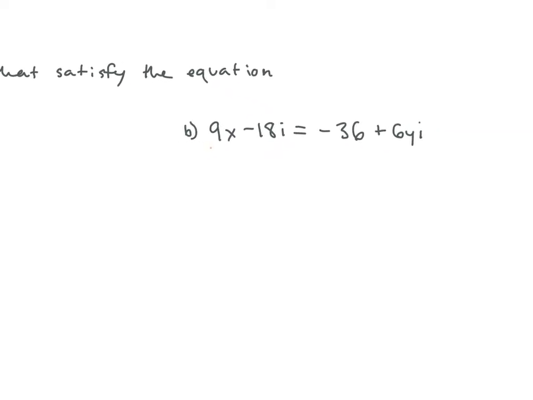All right, let's look at B. So we have 9x and negative 36 as our two real parts. So 9x is equal to negative 36. And then negative 18i and plus 6yi.